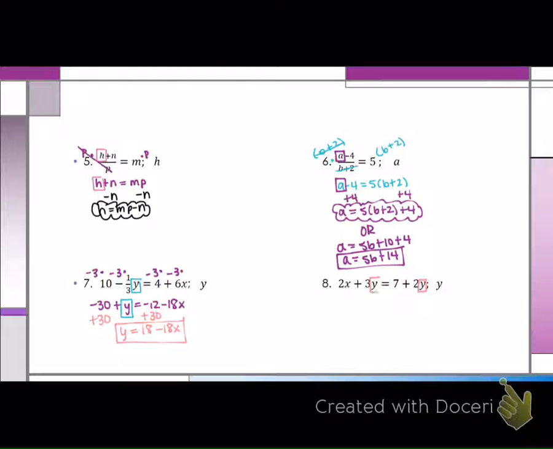Oh no, we're solving for y, and what do you notice in the next one? Y is on both sides. What do we do when y is on both sides? What do you think we have to do first here? What do we have to do, Jordan?